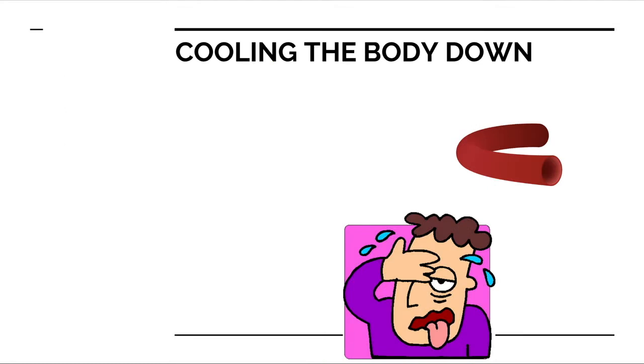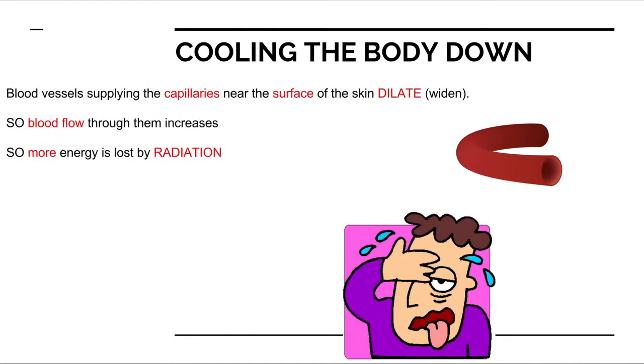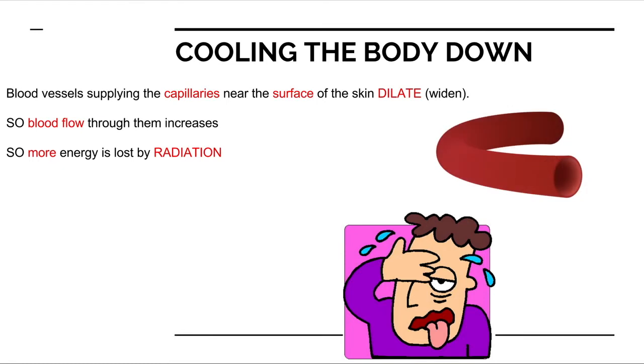So, cooling the body down. On a hot day, your body temperature is likely to increase, and you need to cool it down to keep the body temperature constant. The first thing that happens is the blood vessels supplying the capillaries near the surface of the skin dilate, which means they widen. So the blood flow through them increases. And because they're near the surface of the skin, more energy is lost by radiation because the blood flow is increased. Also, as you can see here, sweating.